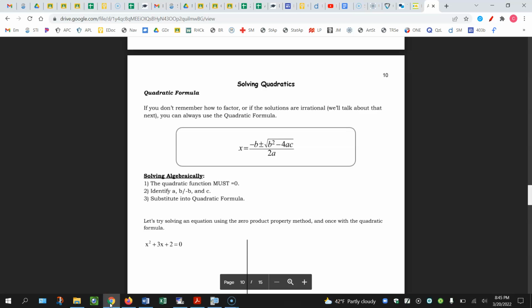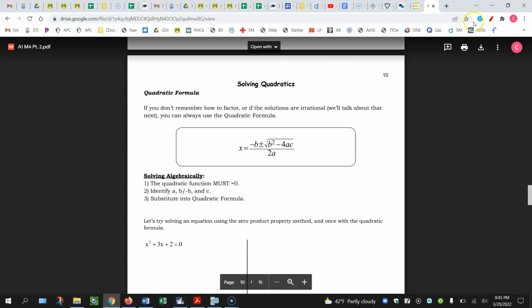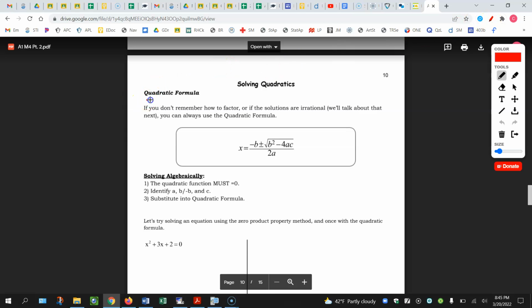Okay, the second part of today's video is going to cover pages 10 and 11. So here you have the quadratic formula. What we've been doing in the past is solving quadratic equations using the zero product property. Remember, quadratic equations have two solutions. They're x squared, exponents 2, so you have two solutions.